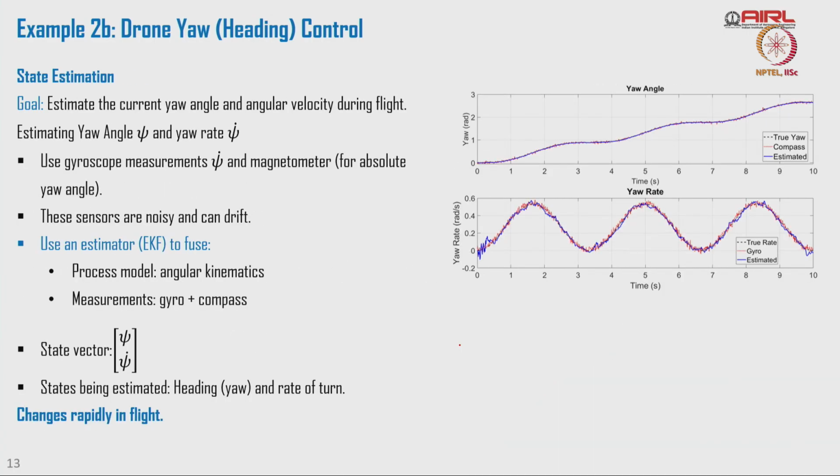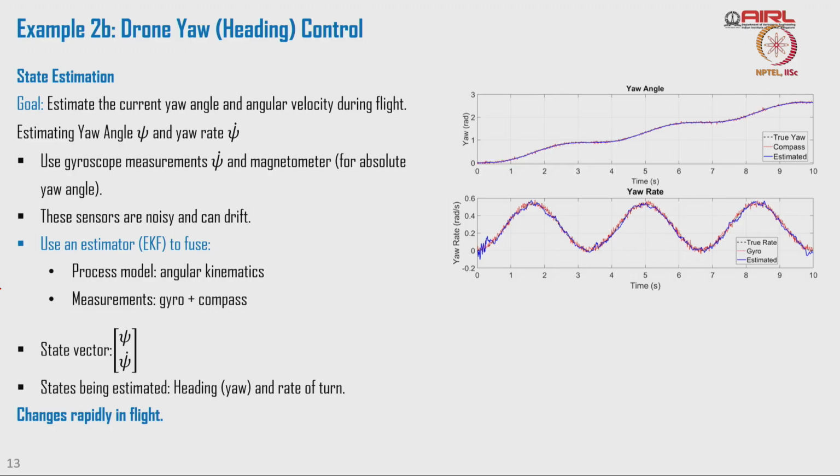Suppose you are trying to do heading control. You want to use psi dot, the yaw rate at which the drone is rotating. I can use a gyroscope, whose measurements give me the rate, psi dot, and I can use a magnetometer to get my heading. We know these sensors are all noisy and have a drift. I can use an estimator or an extended Kalman filter. I can fuse this information and compute psi and psi dot.